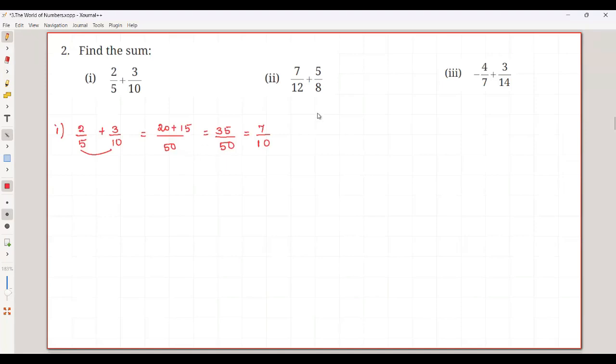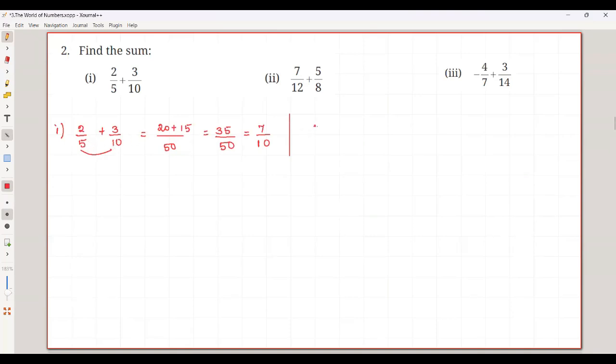Okay, this is one method. I'll also explain with the LCM method. Whatever is convenient for you, you can just do it. So 2 by 5, here 10. What should I multiply with 5 to get 10? So we have to check.